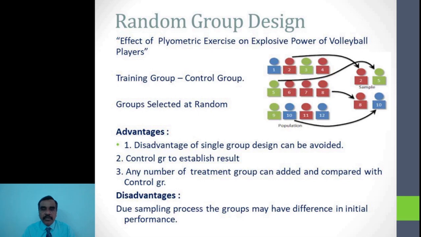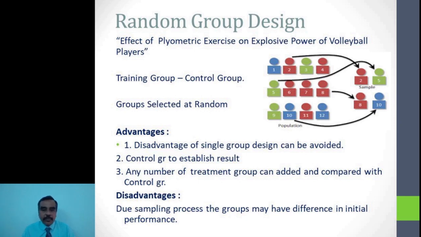Say for example, there are hundred volleyball players. From that, you are going to select 50 volleyball players. You can use any method, say for example lottery method, by which you can call any number and take the 50 students, and you can divide those 50 students into two groups of 25 each by random method. So this is called as the random group design.